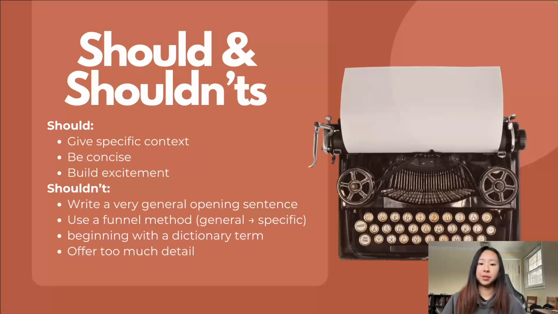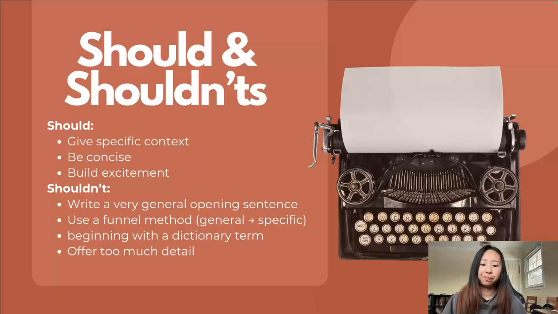Now let's talk about specific dos and don'ts for what your introduction should and shouldn't do. It should definitely give specific context. Make sure, again, your reader has enough information to understand your essay topic, but be careful to focus on the context that only matters for your argument. Second, be concise. Your introduction should be clear and to the point. You shouldn't be overwhelming your reader with tons of background information right away. Third, your introduction should build excitement. Make sure to hook your reader, show why your essay matters, what's interesting, what's surprising about it, and why it's worth arguing about.